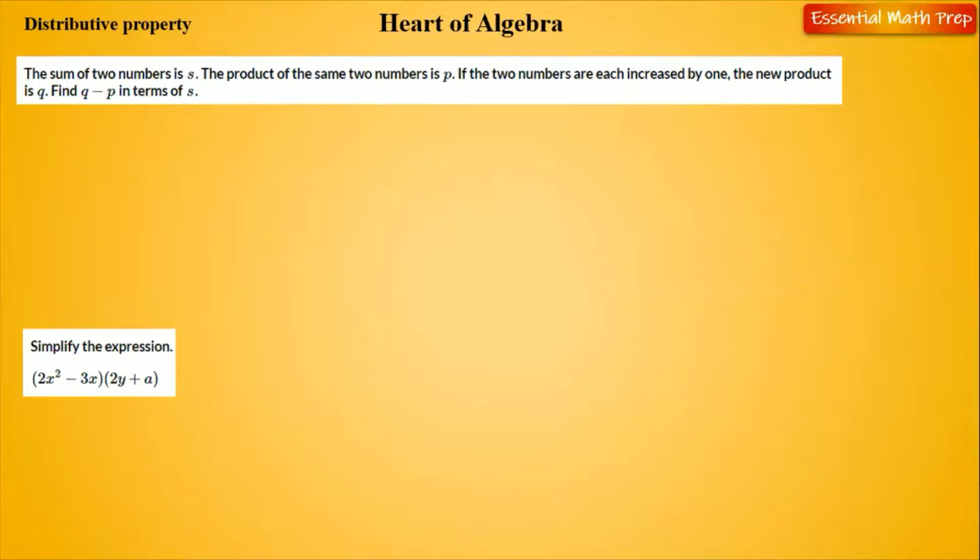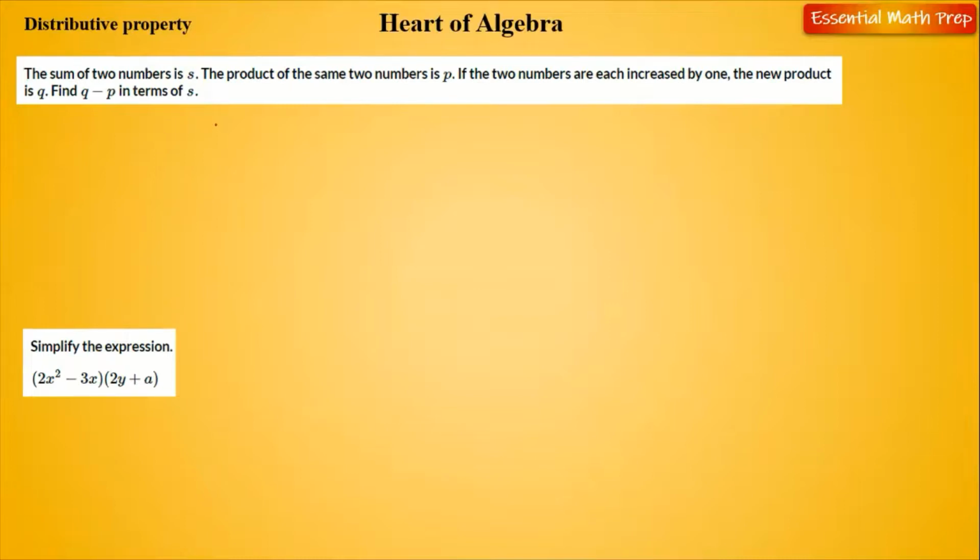Okay. The sum of two numbers is s. The product of the same two numbers is p. If the two numbers are increased each by 1, the new product is q. Find q minus p in terms of s. First, the problem is easy. The only way you would find this problem difficult is because you're reading, you're not really making sense of each of the components of the problem. You see, there's a period after each phrase, right? You have to read and understand what each of those phrases means before you read it as a whole problem.